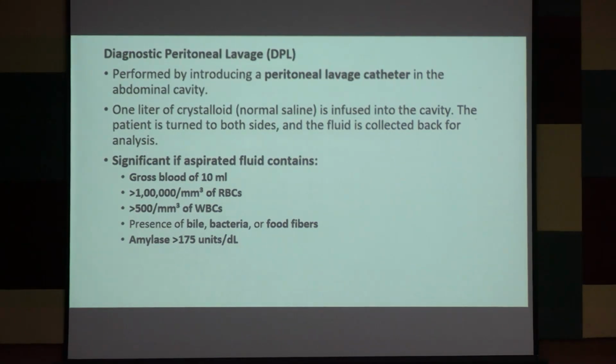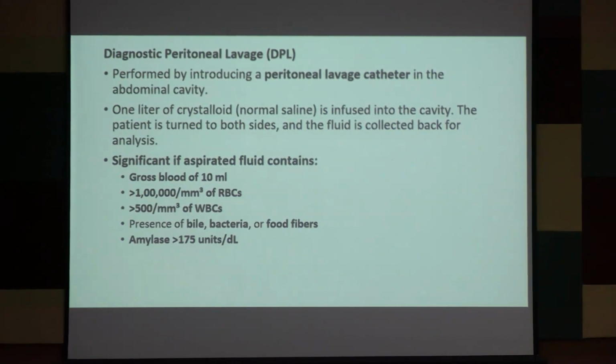Now next, this is an important test that is done in case of trauma of the abdomen: diagnostic peritoneal lavage. So what we do is we introduce a peritoneal lavage catheter, and through that normal saline is infused into the cavity. The patient is turned from right to left so that the fluid is distributed.